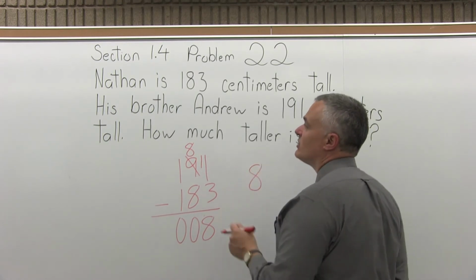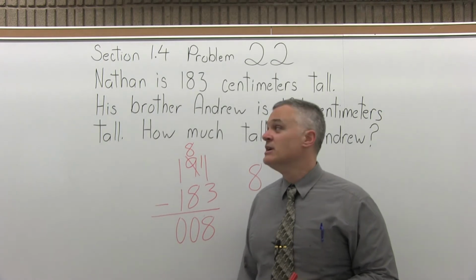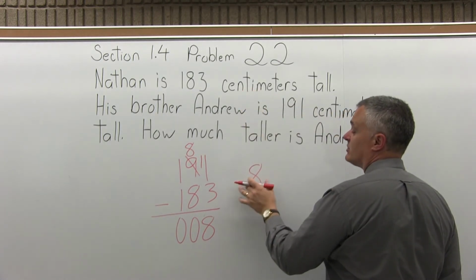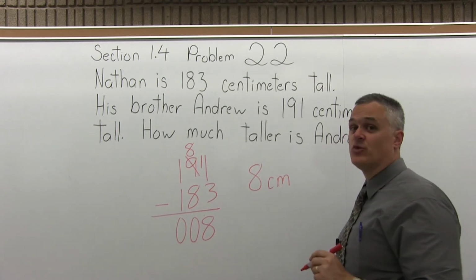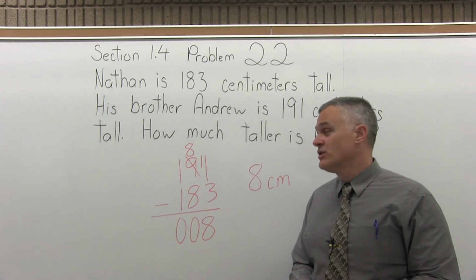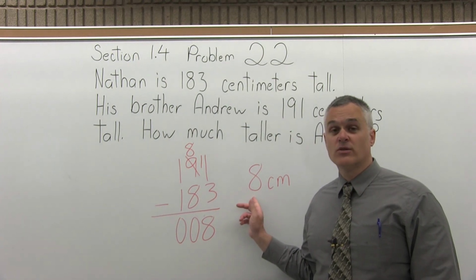And since it's given with some units of measure, we should include the same units of measure in the answer. The question stated the heights in centimeters, so our answer should be in centimeters. And you can certainly write out the word centimeters, but you can abbreviate it cm. That's the standard abbreviation for centimeters. So the answer is Andrew is 8 centimeters taller than his brother Nathan.